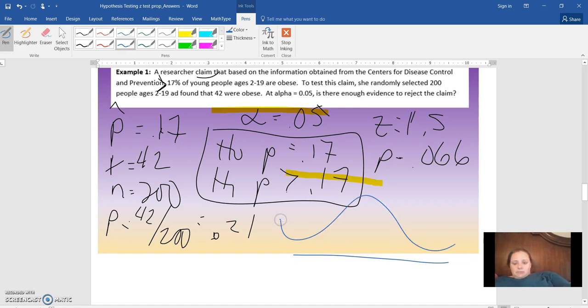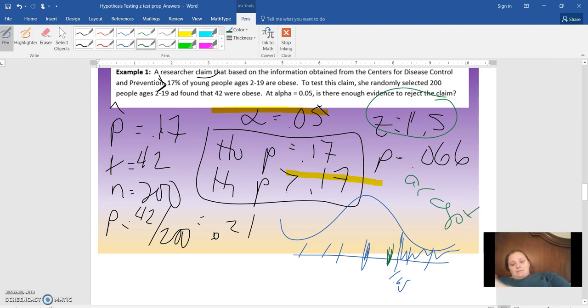Here we are. 1, 2, 3, 1, 2, 3. 1.65 is in between 1 and 2. All right, there we are. And this 1.5 is right there, so it's in the white, and if it's in the white, you accept it. So we're going to accept the null. We're going to accept the fact that it is 17%.